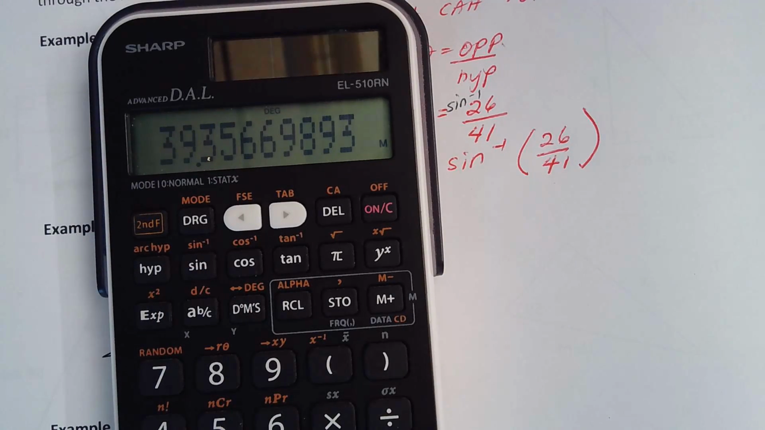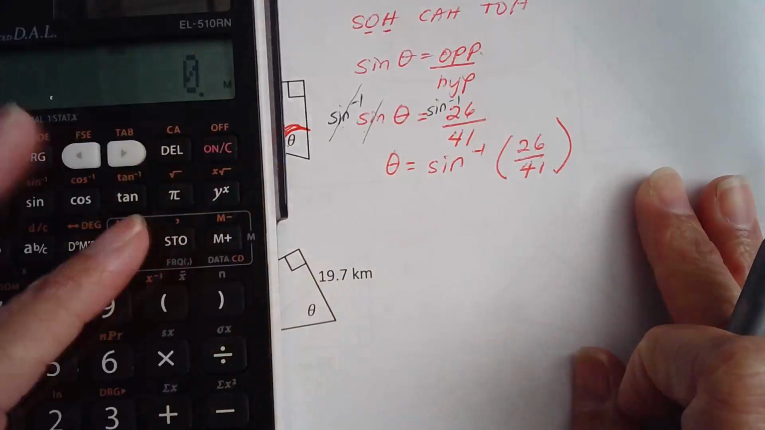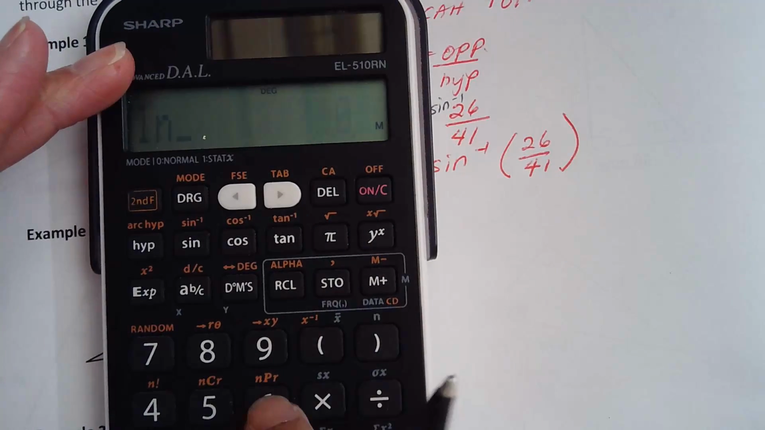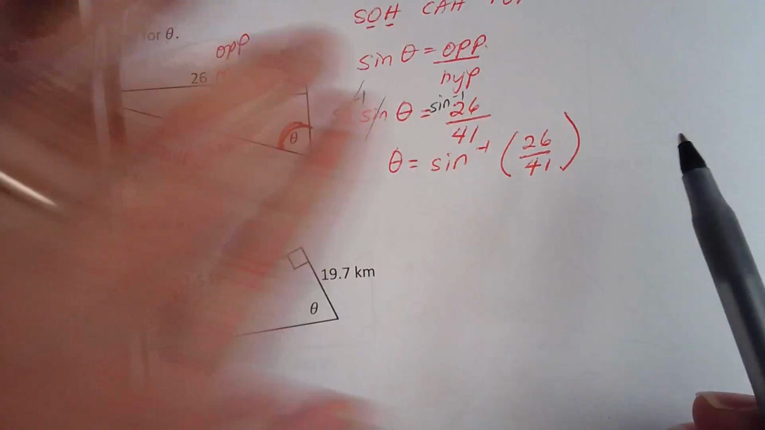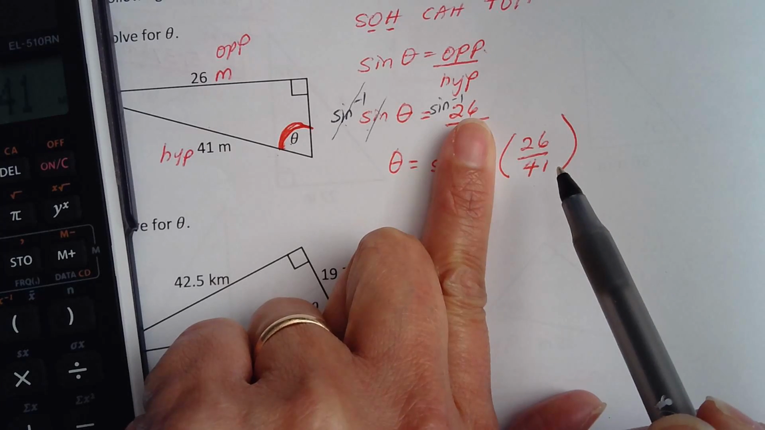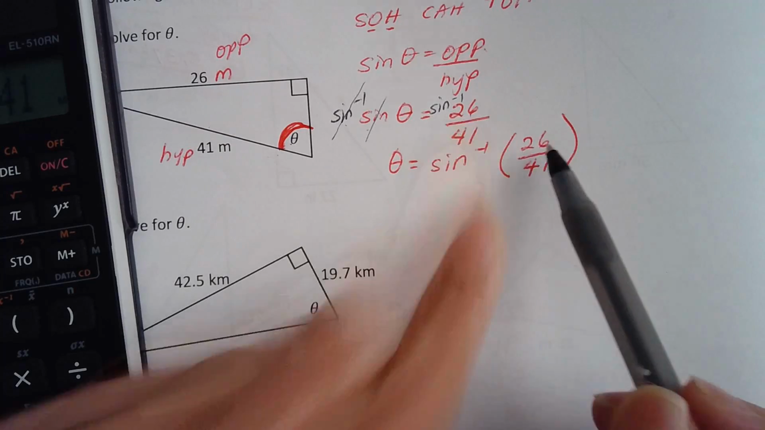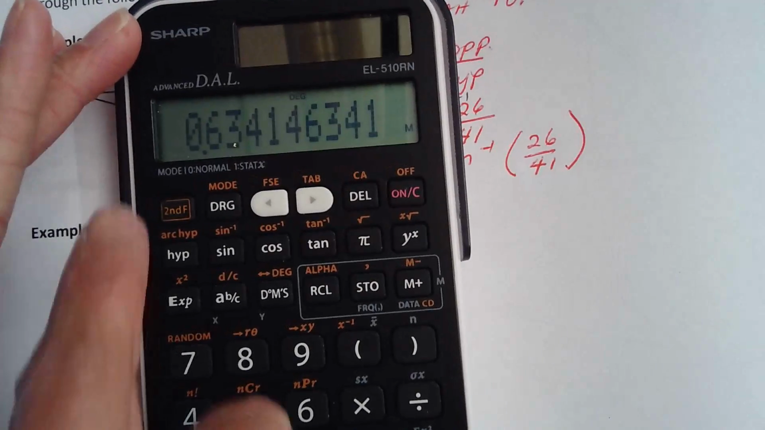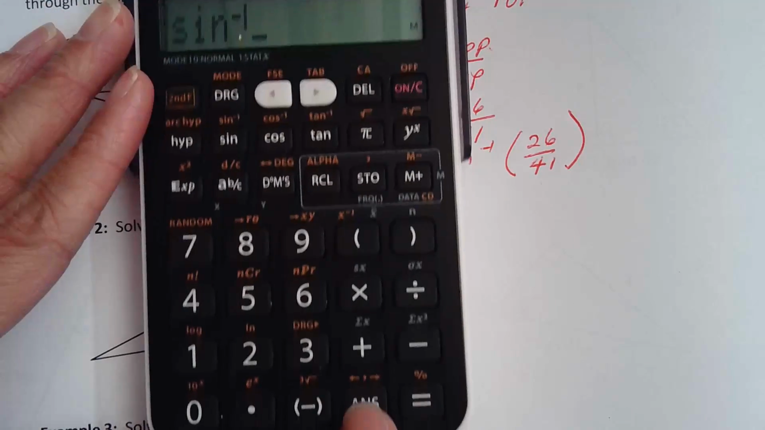Okay, so how did I do that? Let's try that again. The possibility would be 26 divided by 41. So that's this part here, right? It's going to give us 0.63. Okay, that's just a decimal. And then once you have that, you can do the sine inverse of that answer. And I have an answer button.